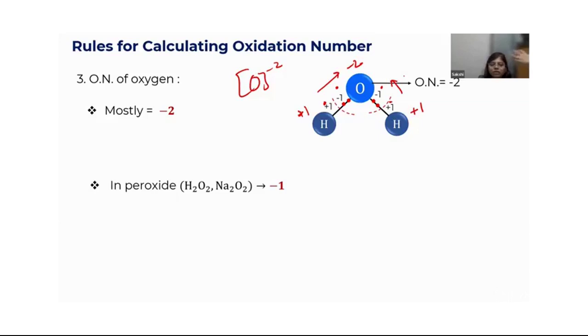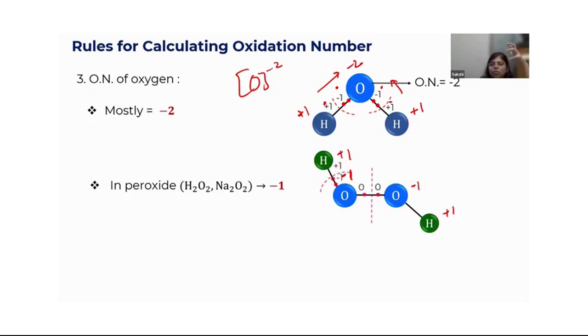But in the case of peroxides, like hydrogen peroxide and Na2O2, what is happening? The charge becomes -1, right? Why is it -1? Because here there will be no pull of electrons between the two oxygens, right? Only the pull is from hydrogen's side. So this oxygen will attract the shared pair of electrons towards itself, gaining a charge of -1. Hydrogen has +1. Again, this oxygen has -1. This has +1, right?